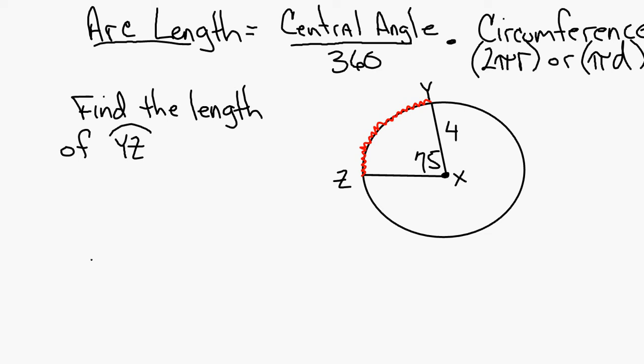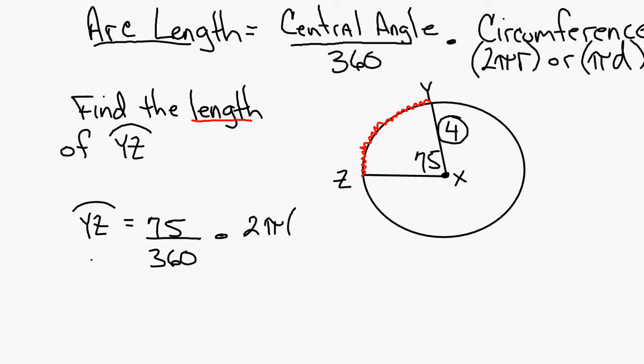So this is the formula that you have to use. Look, the length of arc YZ is equal to the central angle. What's the central angle that corresponds to YZ? It's that 75 degrees. So 75 over 360 times, you're given the radius, so use the radius formula, 2 pi times 4.